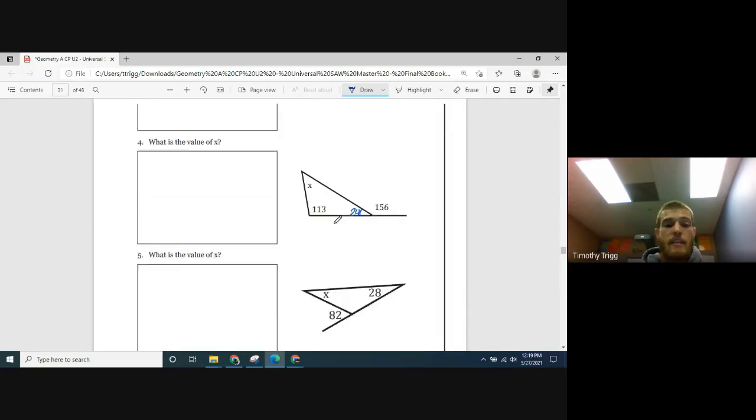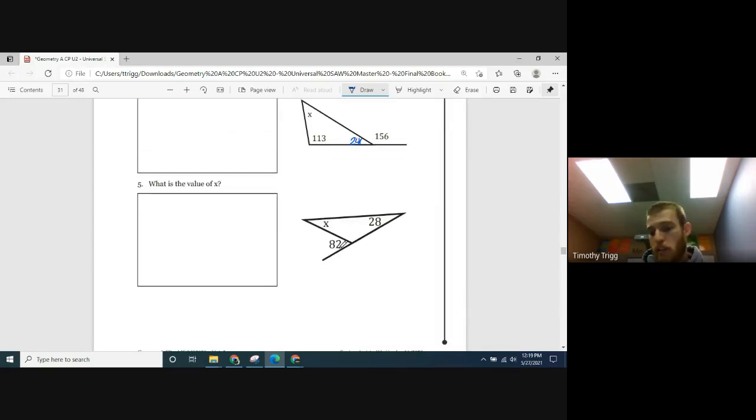Number 5 is exactly like number 4, just with different numbers. So see if you can do the rest of number 4 and see if you can do number 5 on your own.